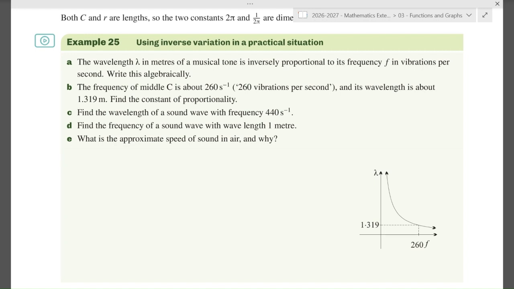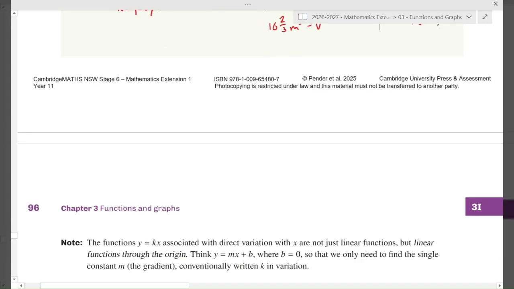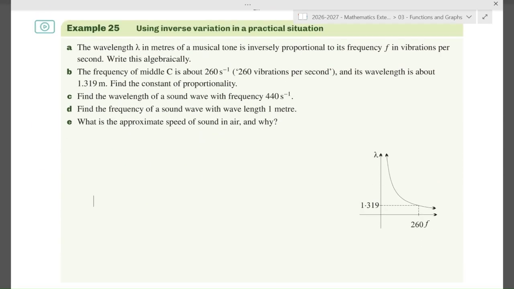Example 25. Using inverse variation in a practical situation. We've got 5 minutes. Let's get this done. The wavelength, lambda, in meters of a musical note is inversely proportional to its frequency. How do we write something that's inversely proportional?